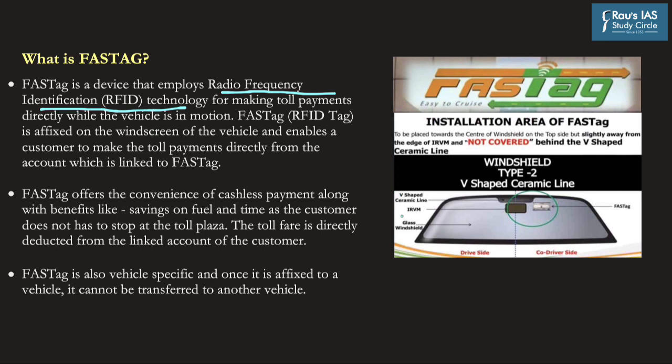So basically, if any vehicle or any car has a FASTag attached to its windscreen, then they do not have to pay cash on tolls of national highways, as the FASTag, which is fixed on the windscreen, enables the customer to make the toll payment directly from the account which is linked to FASTag. So an account has to be linked to FASTag.